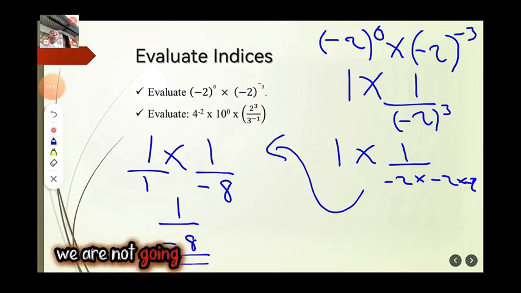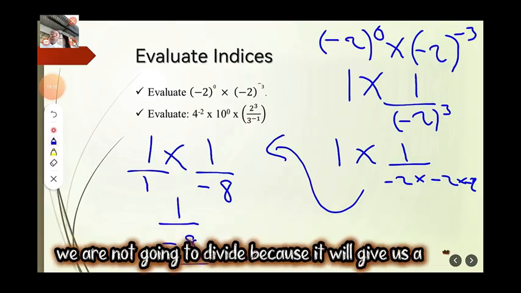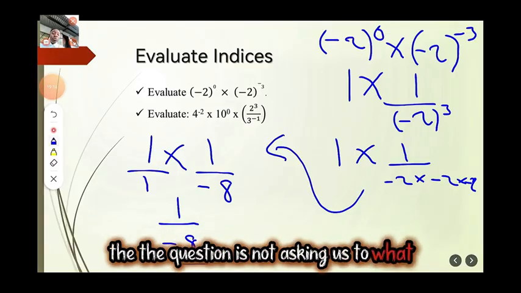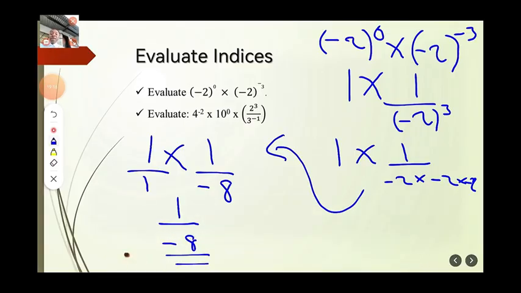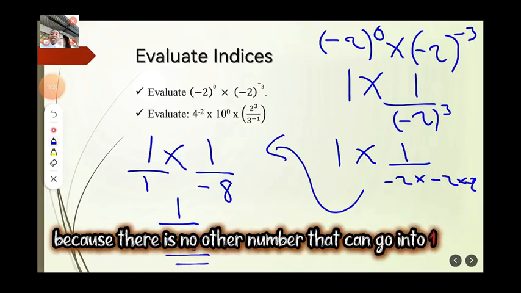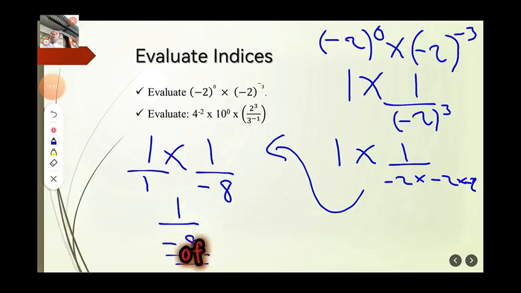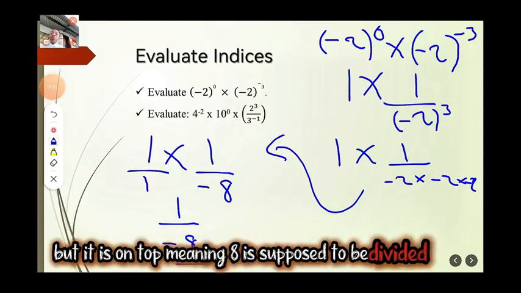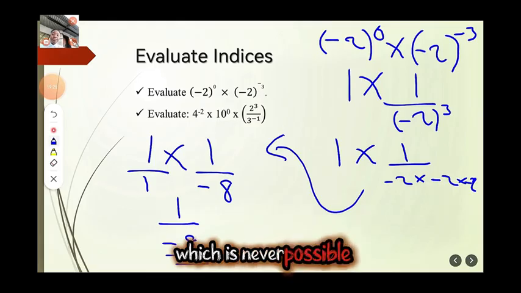Here we are not going to divide because it will give us a fraction. The question is not asking us to put the answer into a fraction. So we are going to end it here because there is no other number that can go into 1 and 8 without leaving a remainder. Of course 1 can go, but it is on top. Meaning 8 is supposed to be divided into 1, which is never possible.